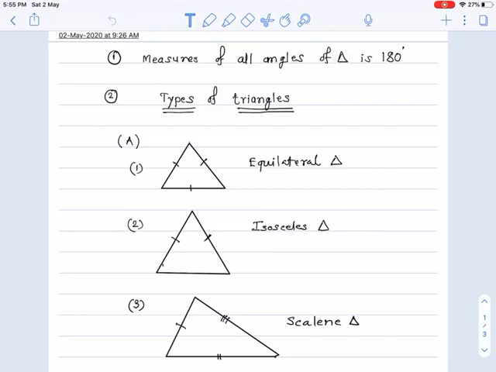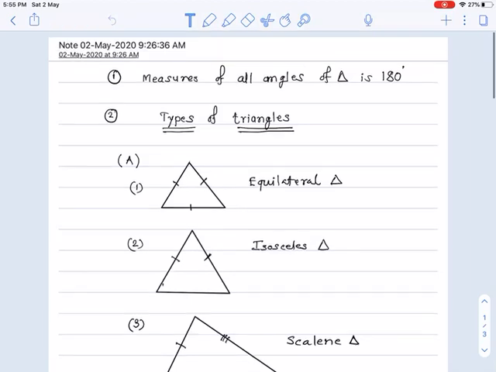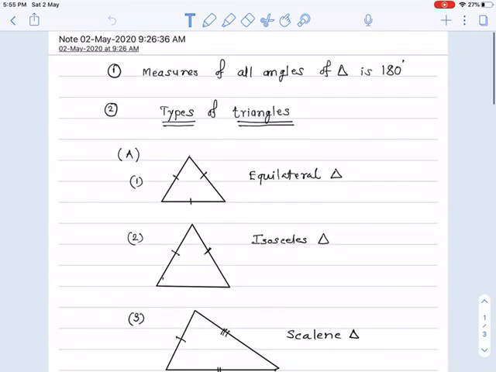All very important properties of triangle. So the first important property of triangle: the measures of all angles of a triangle sum to 180 degrees. So this is an important property of triangle. Suppose you are given two angles of a triangle, you have to find the remaining angle of the triangle.